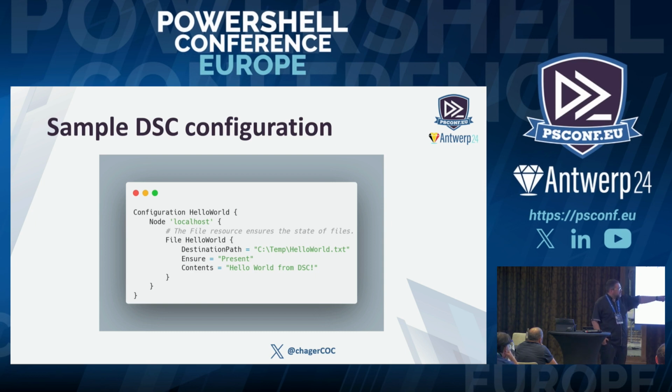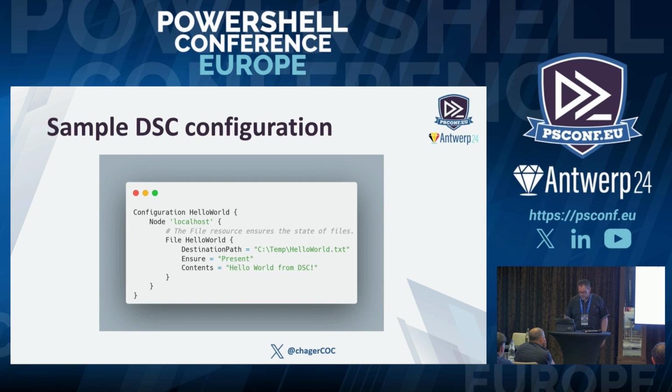So the destination path, the file has to be in C:\temp\helloworld.txt. It has to be present, so it has to be there. If it's not there, it will be created. And the contents should be 'hello world from DSC'. So if the destination path is not there or the content is not right, it will bring it to the desired state that is described here. Yeah, question. It will also create a directory if it doesn't exist? Right, yes, also. Another question? Okay. You can also use the File resource to create directories if you want.